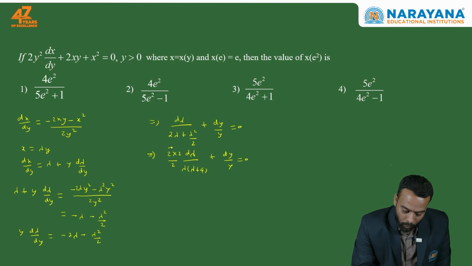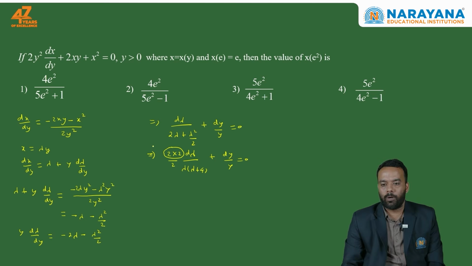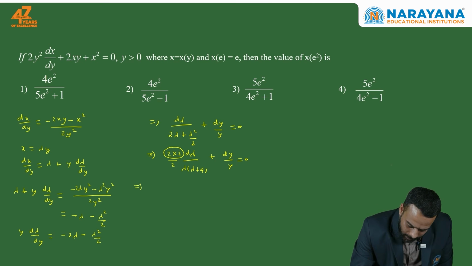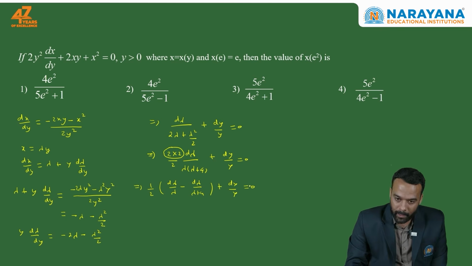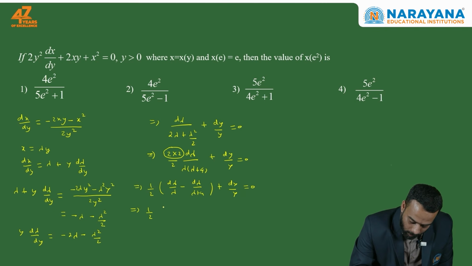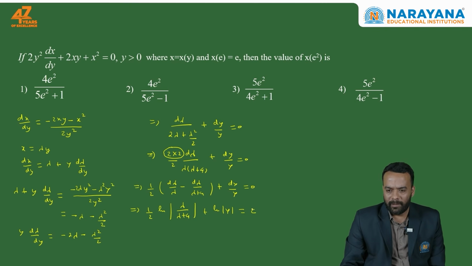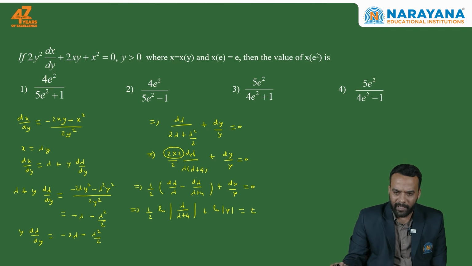So now you can see that over here this 4 can be written as lambda plus 4 minus lambda. So we can easily convert it. So what we will be getting? 1 by 2 d lambda by lambda minus d lambda by lambda plus 4 plus dy by y is equal to 0. Now on integrating, what I will be getting? Half of ln of mod lambda by lambda plus 4 plus ln of mod y is equal to some arbitrary constant. Now since in the question they have already given that y is positive, so mod y is going to convert to y.